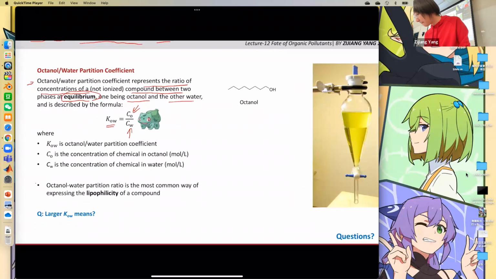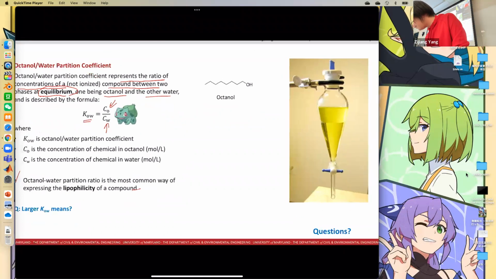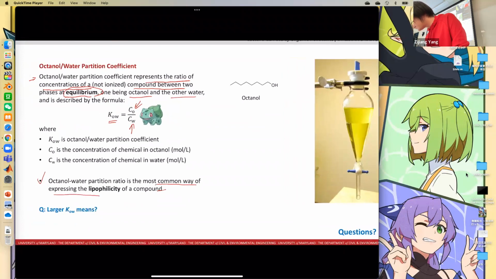This parameter is the most common way of expressing the hydrophobicity of a compound. Why? Let's just say for a large KOW value, what does it mean?